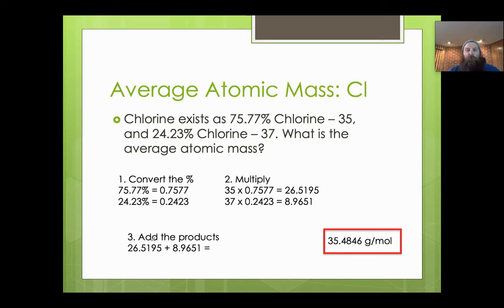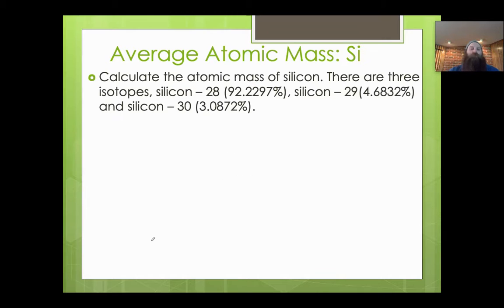Now, not every element only has 2 isotopes. Some have many more. So let's look at silicon. Calculate the average atomic mass of silicon. There are 3 isotopes: silicon-28 at 92.2297%, silicon-29 at 4.6832%, and silicon-30 at 3.0872%. Nothing changes. I just have one extra step. I'm still going to do percent to decimal, decimal times the mass number, add the products. So take a minute, see if you can do it yourself, hit pause, and then we'll go through it together.